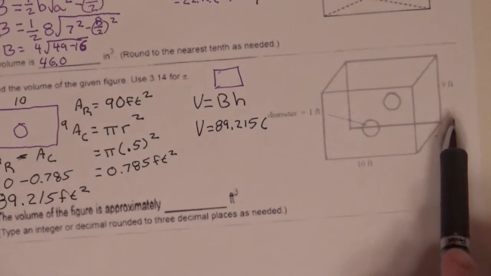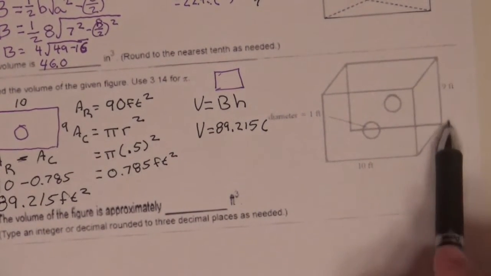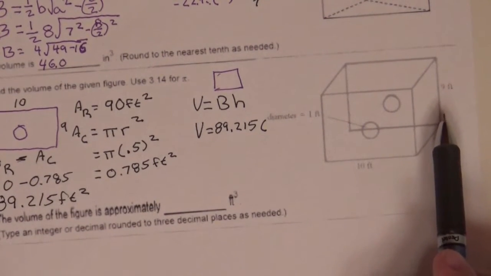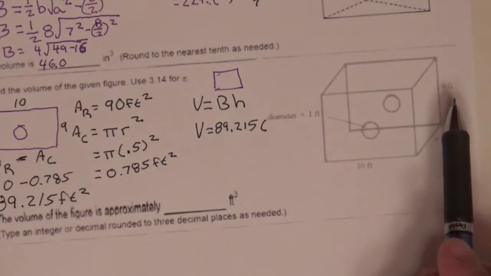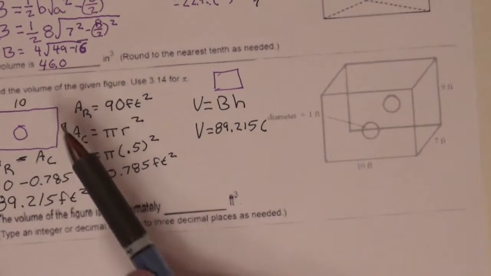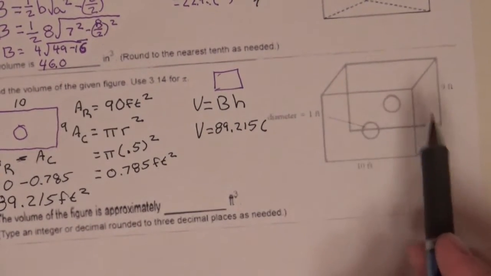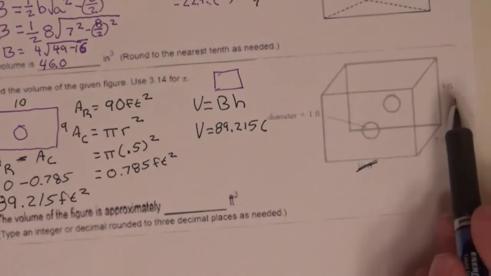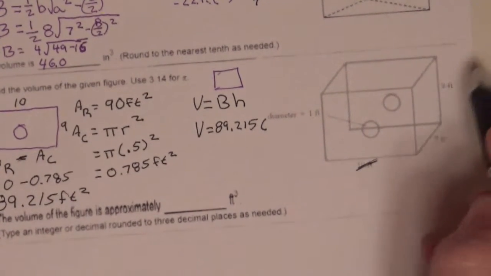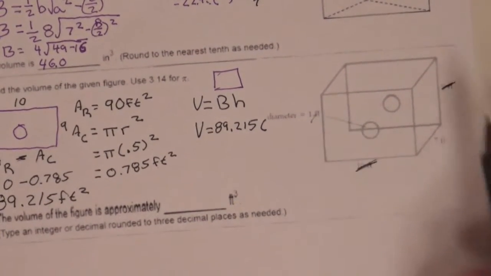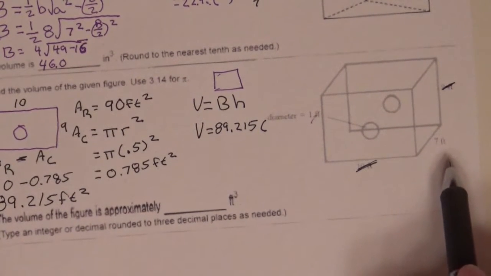Well, what's the height of the shape? Your instinct is to say, oh, here's the height of my shape. And in some ways you may be right, but here's the problem. We use this measurement as the height of our side, remember? We've used that 10, so we can't use it again. We've used this 9, so we can't use it again. We've used the diameter, so we can't use it again. What does that leave us? It leaves us with the 7.